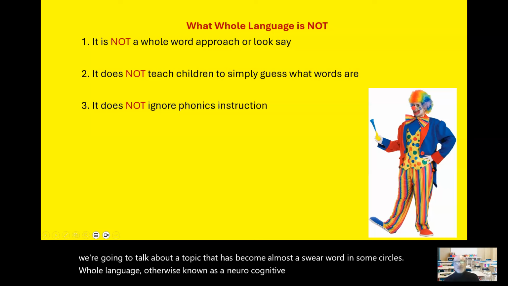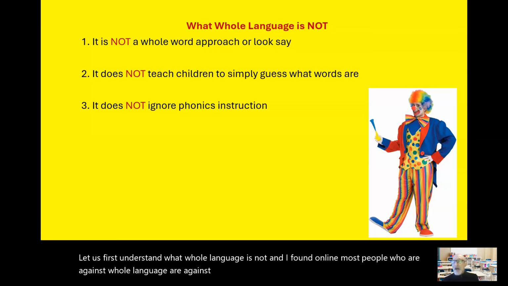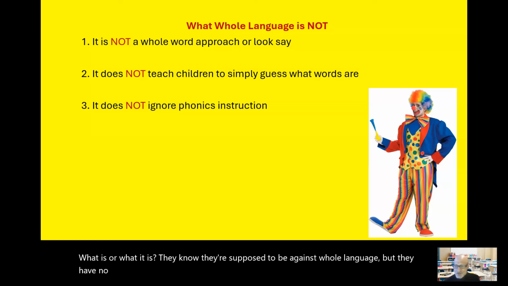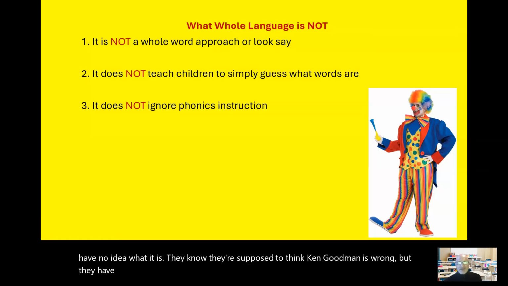Let us first understand what whole language is not, and I found online most people who are against whole language are against something they have no idea what it is. They know they're supposed to be against whole language, but they have no idea what it is. They know they're supposed to think Ken Goodman is wrong, but they have never ever read anything that Ken Goodman has written, and he has written a lot.